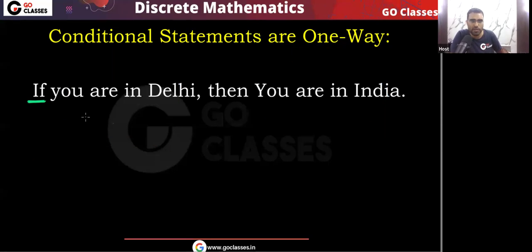Let me write it. For example, let's assume that you are in Delhi. Let's represent this with variable D, and let's represent this with variable I.